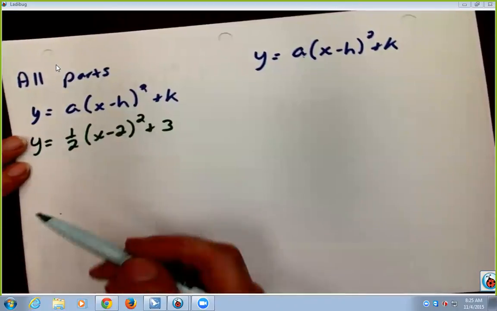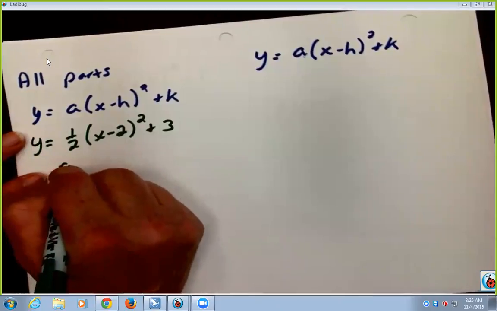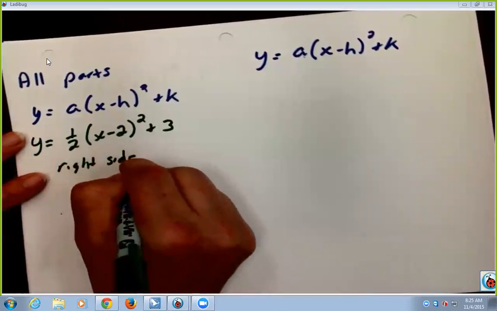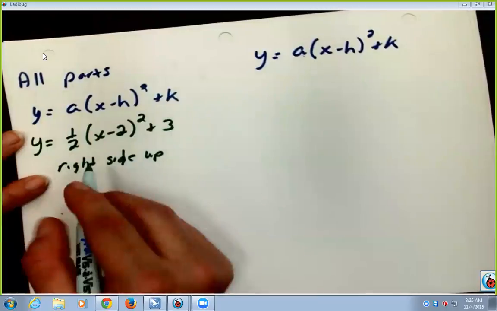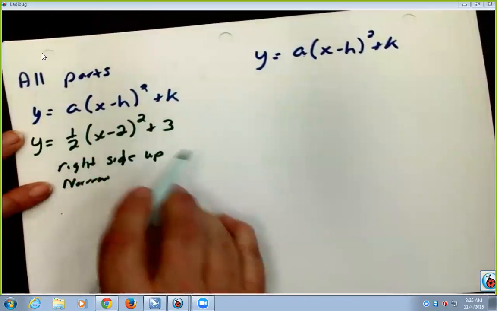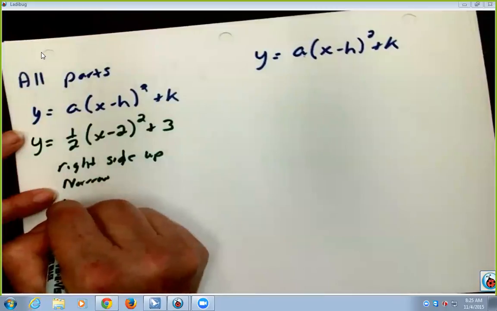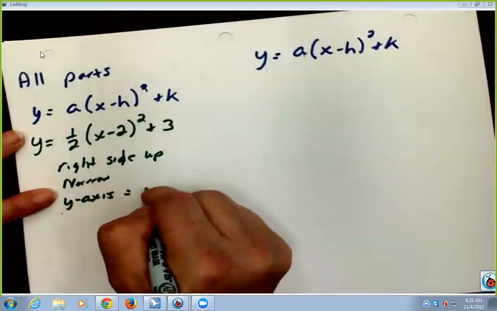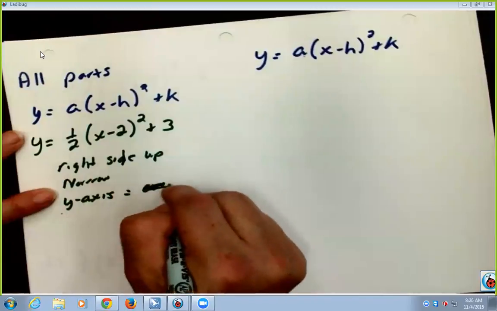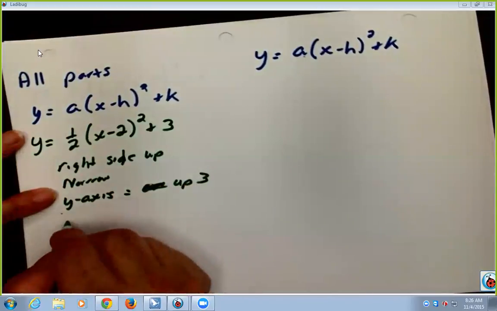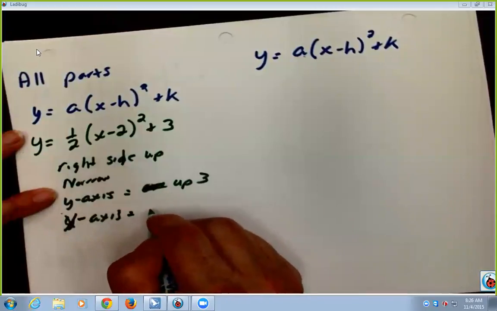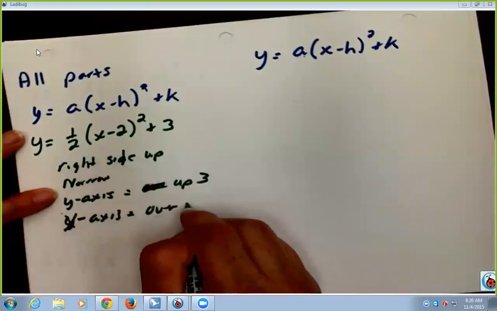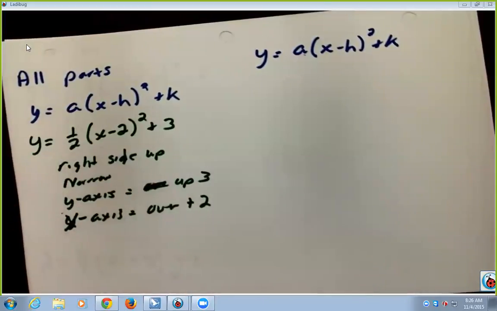So the half tells me that it is right side up. Okay, so it's right side up. And it is narrow. The 3 tells me it's on the y-axis. It's over 3, or up 3, I should say. And the H in here tells about the x-axis. And so it is over a positive 2. So I've got to do the opposite pieces in there.